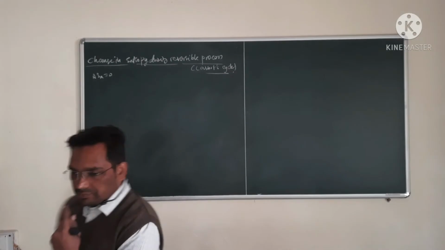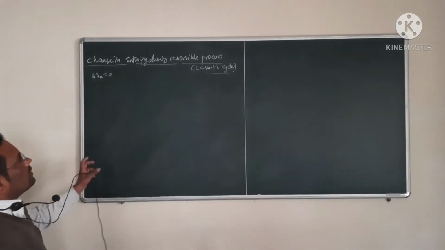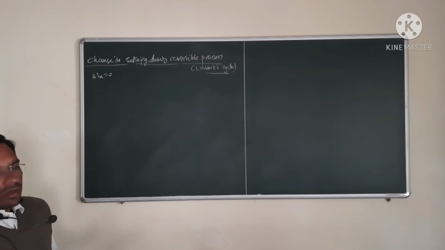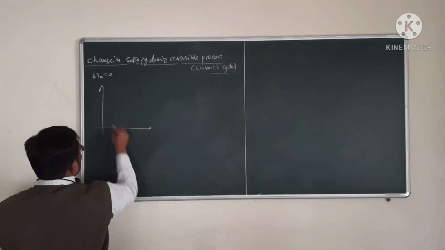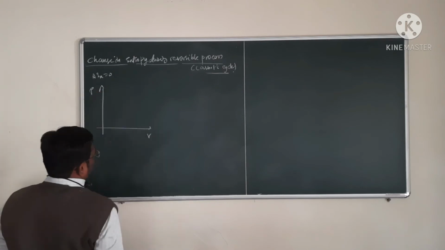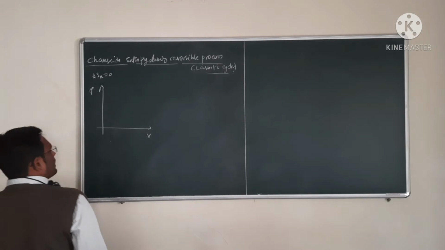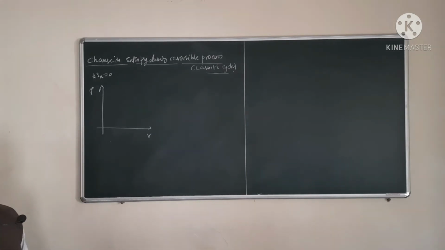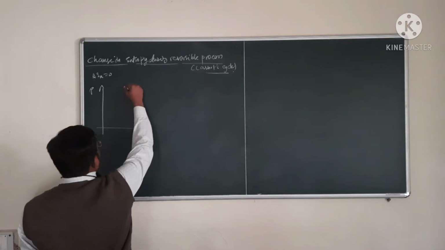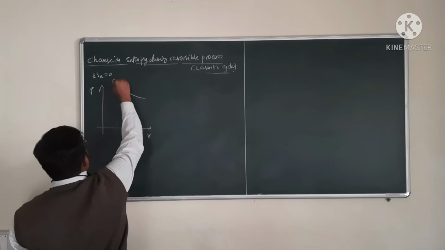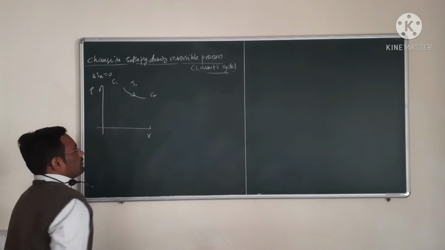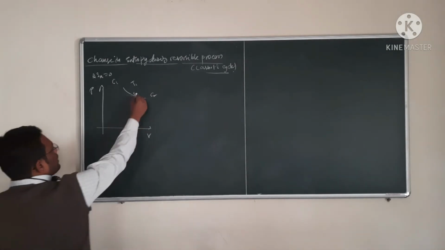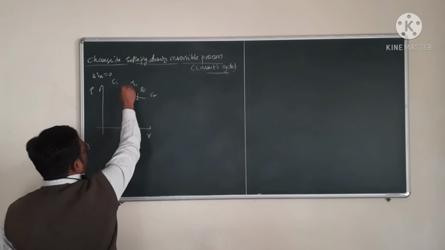First of all, if you look at the indicator diagram of the Carnot cycle, the indicator diagram is a diagram of pressure and volume. So this is a PV diagram. In the Carnot heat engine and Carnot cycle, there are 4 processes. The first process is isothermal expansion, C1 to C2, which takes place at temperature T1, and heat energy Q1 is absorbed during this process.